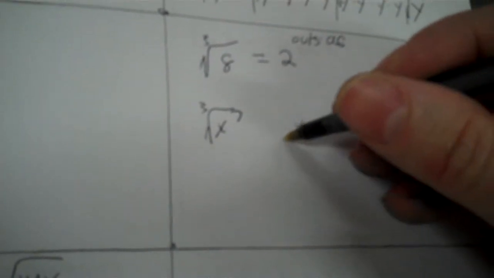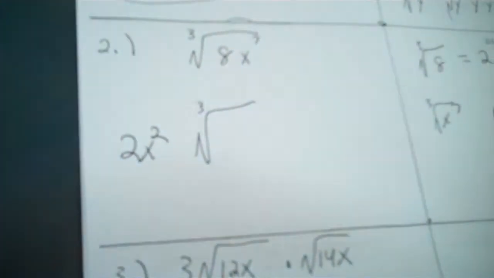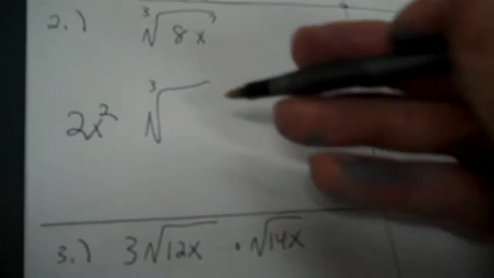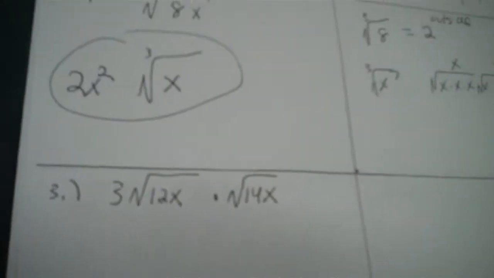X times x times x times x times x times x, okay, times another x. So again, 3 at a time, because it's a cubed root. Every time I do that, an x can come to the top. And how many x's you got on top? You got 2, so it's x to the 2nd here, and this x here remains. So it's 2x second cubed root of x.